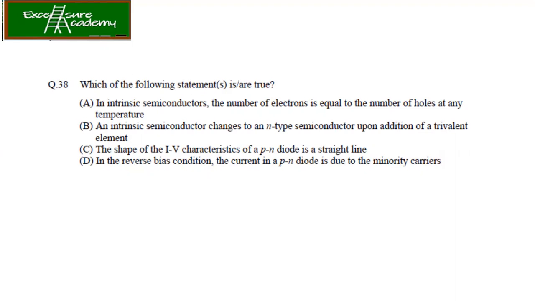The shape of the IV characteristics of a PN diode is curved and not a straight line. So again, statement C is wrong. Now, a PN junction diode allows the minority charge carriers, so positive charge carriers will cross the PN junction. They are attracted towards the negative terminal, and the negative charge carriers are attracted towards the positive terminal. So a PN junction diode completely blocks the majority charge carriers. Hence this statement is true. So options A and D are the correct statements for this particular question.